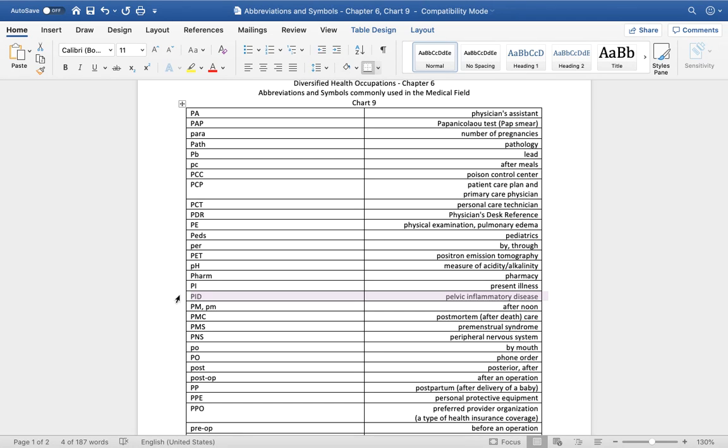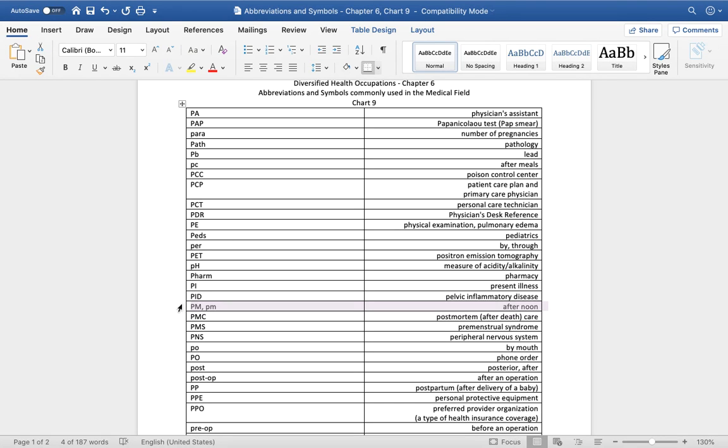PID, PID, this is pelvic inflammatory disease. This happens to females. It can be caused by poor diet and inflammation. It can be caused through an infection or some other disease process in the reproductive or gastrointestinal tract. Causes a lot of pain throughout the monthly cycle.